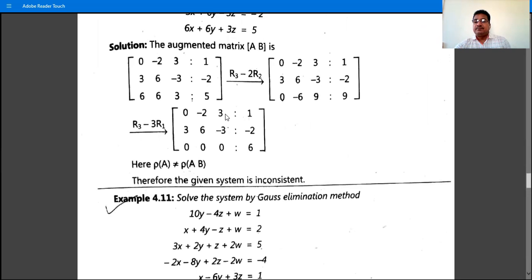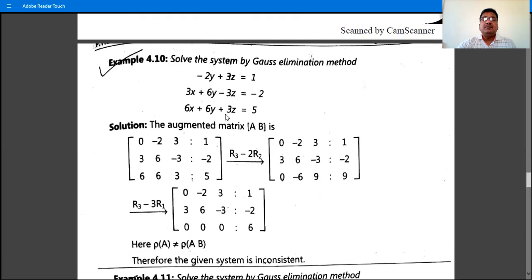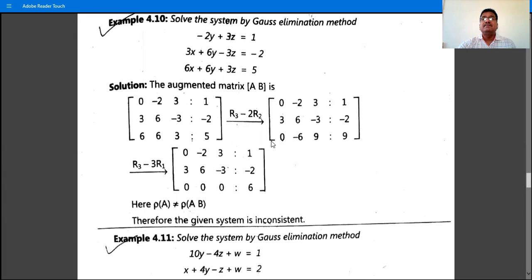So any system has either no solution, meaning 0 solutions, or a unique solution, or infinitely many solutions. We'll see the remaining problems on these 2 methods in the next lecture.